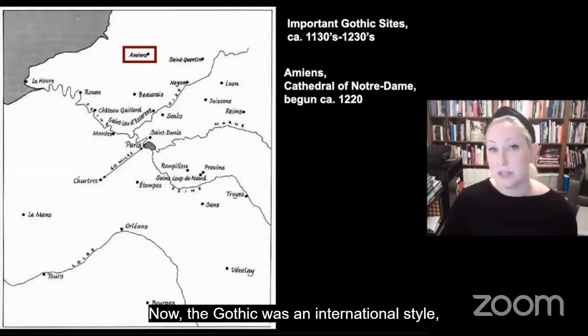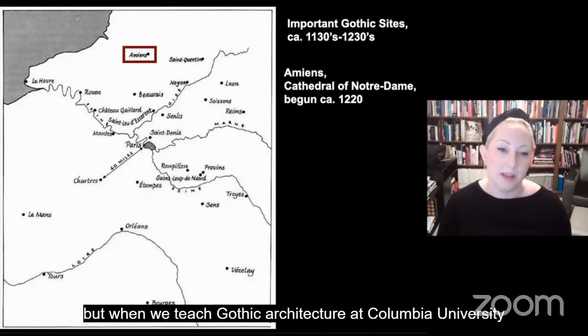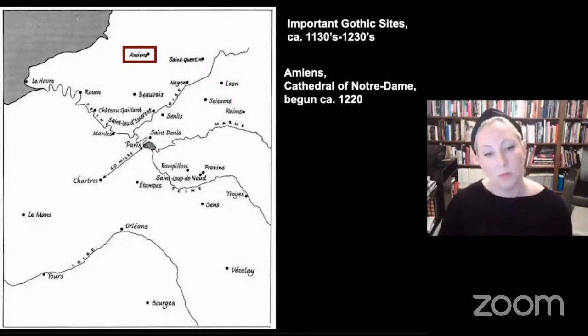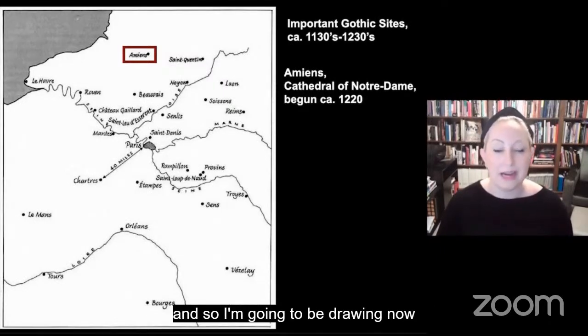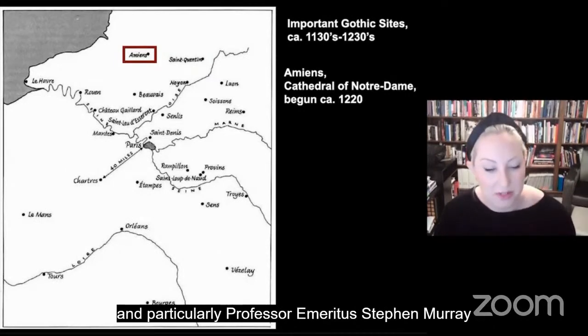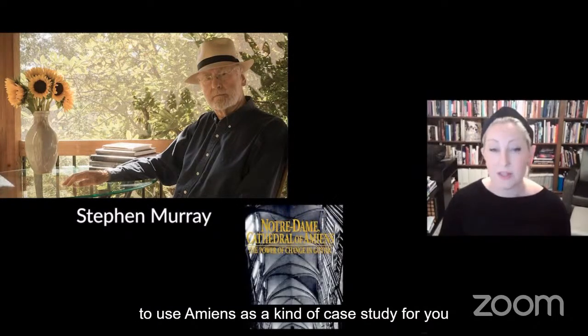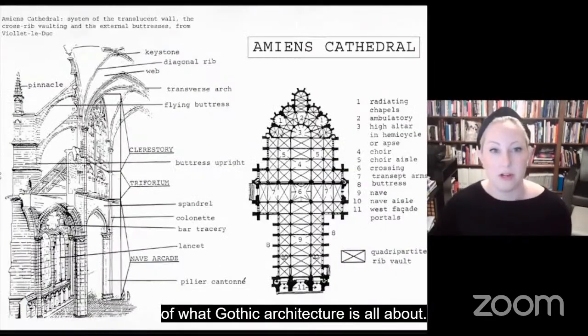Now, the Gothic was an international style. It was developed in England and France and Germany. But when we teach Gothic architecture at Columbia University, we focus particularly on Amiens Cathedral. And so I'm going to be drawing now on the work of my colleagues, and particularly Professor Emeritus Stephen Murray, who is a true expert in the Cathedral of Amiens, to use Amiens as a kind of case study for you of what Gothic architecture is all about.